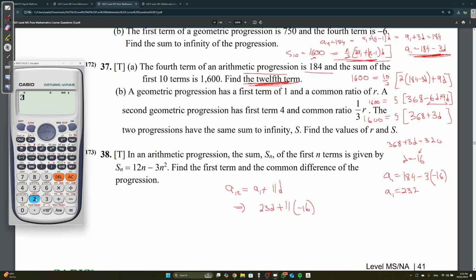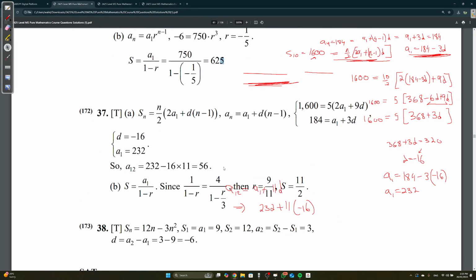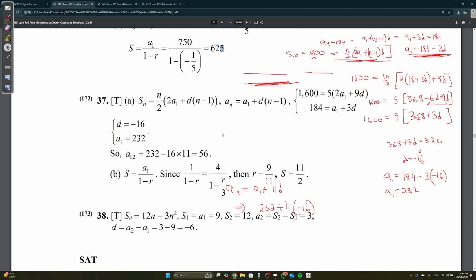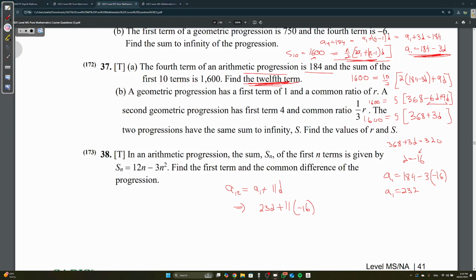Let's do this on our calculator. 232 plus 11 times negative 16. What's that? 56. Is that correct? Is it 56? Okay, 56. So see, they found d first and a1, and then they did a12 is equal to a1 plus (n minus 1)d. Part B.